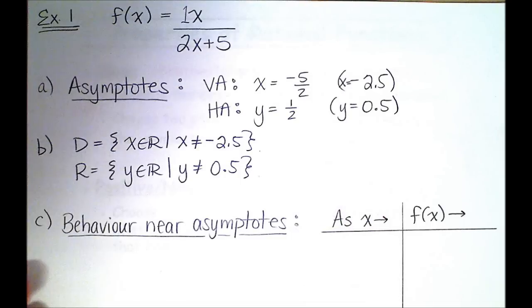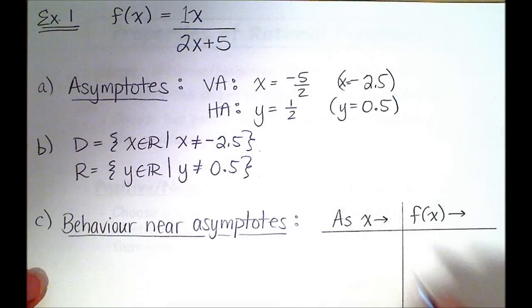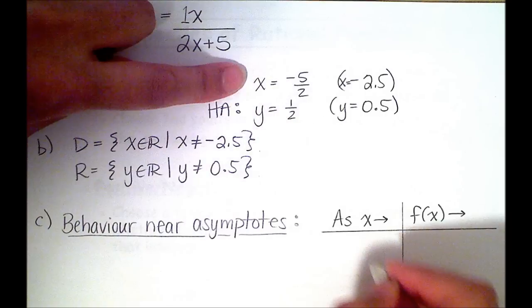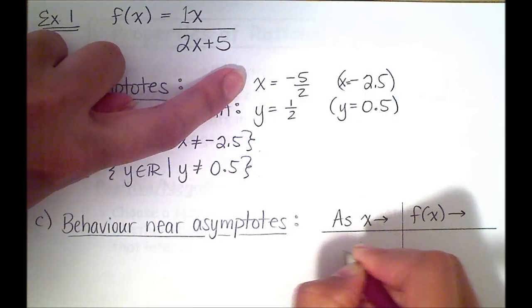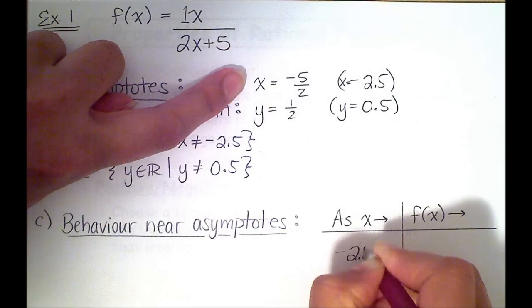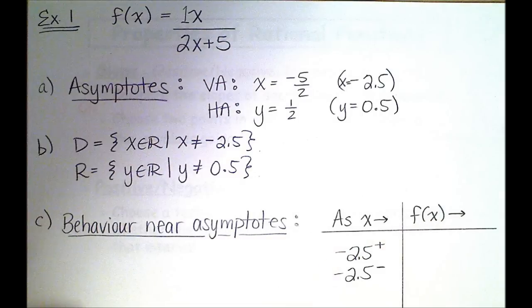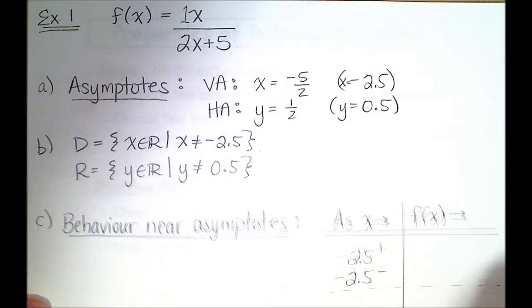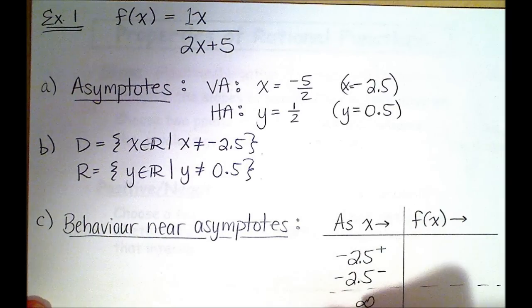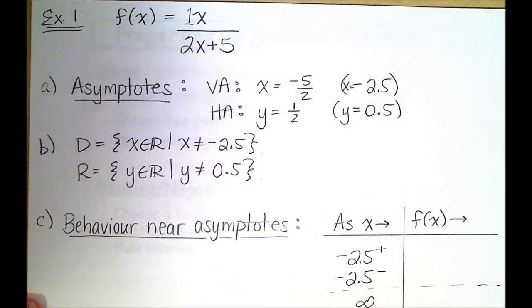Okay, in terms of the behavior near the asymptotes, we'll start by looking at the vertical asymptote. We're going to look at the behavior of the function as it approaches negative 2.5 from the right and negative 2.5 from the left. And then we'll look at what happens as the function approaches positive infinity and negative infinity, so the end behaviors of the function as well.